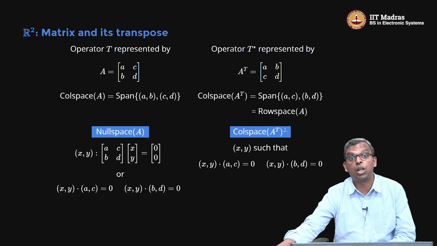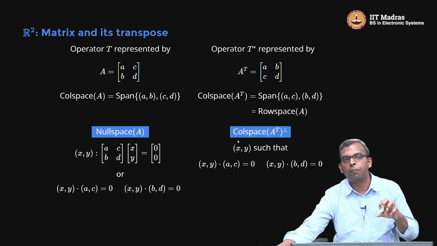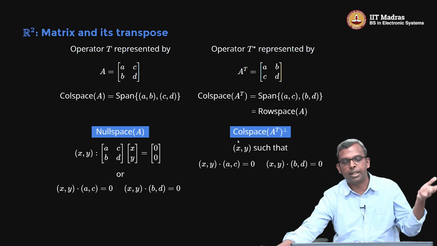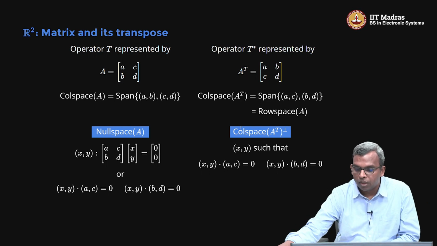Remember the orthogonal complement, right? What is the orthogonal complement? The orthogonal complement of a subspace is the set of all vectors that are perpendicular to all vectors in the subspace, S perp. If S is a subspace, what is S perp? The set of all vectors in R2 or C2 which are perpendicular to all vectors in S. So now how do you define the column space of A transpose perp?